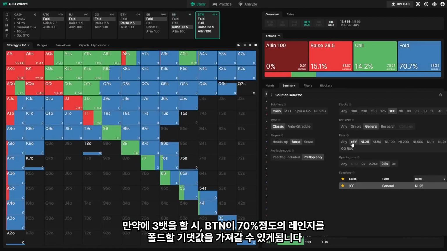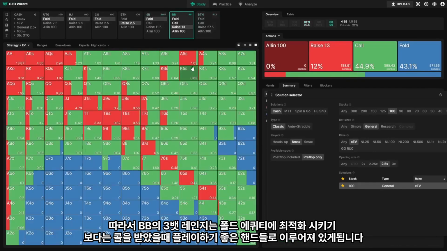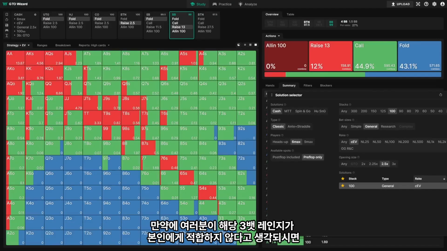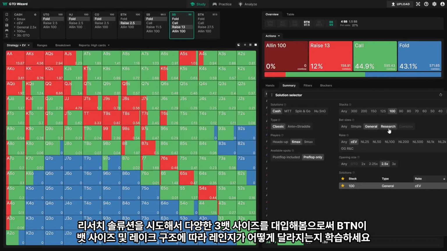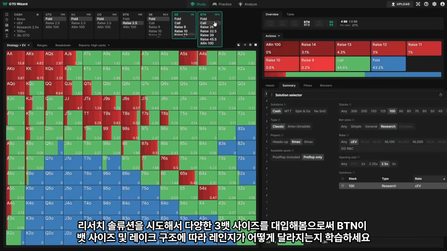Now compare that to chip EV. In a rakeless game, the button is expected to defend much wider facing a 3-bet. And for that reason, instead of optimizing for fold equity, it's optimizing for hands that do reasonably well when called. Suited connectors, suited broadways, strong pocket pairs, and such. Now, perhaps you're worried that this 3-bet size doesn't work for you. Well, keep in mind you can always try these research solutions, which have many more 3-bet sizes, and so you can see how the button responds to a range of different sizes, again, at various rake structures.